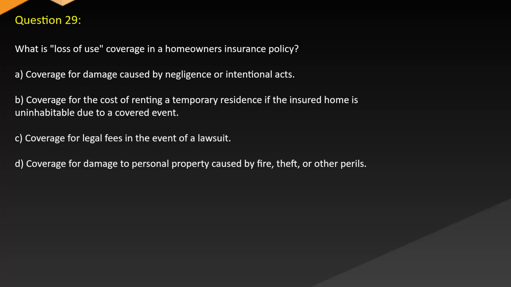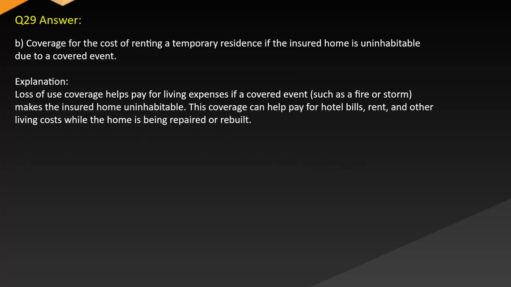Question 29. What is loss of use coverage in a homeowner's insurance policy? A. Coverage for damage caused by negligence or intentional acts. B. Coverage for the cost of renting a temporary residence if the insured home is uninhabitable due to a covered event. C. Coverage for legal fees in the event of a lawsuit. D. Coverage for damage to personal property caused by fire, theft, or other perils. Correct answer: B. Coverage for the cost of renting a temporary residence if the insured home is uninhabitable due to a covered event.